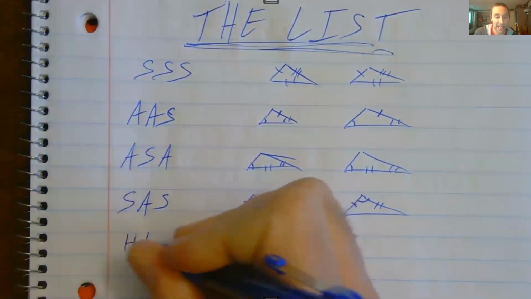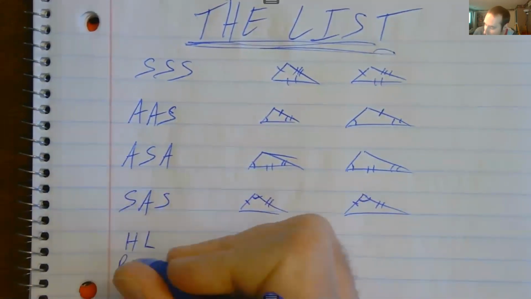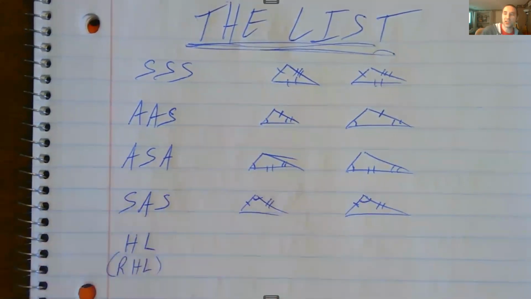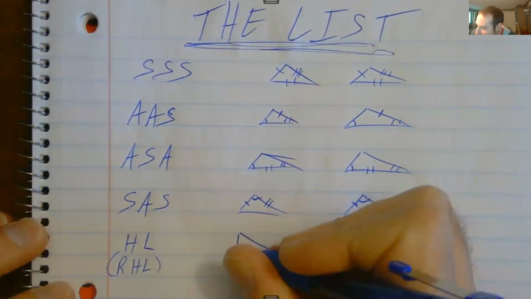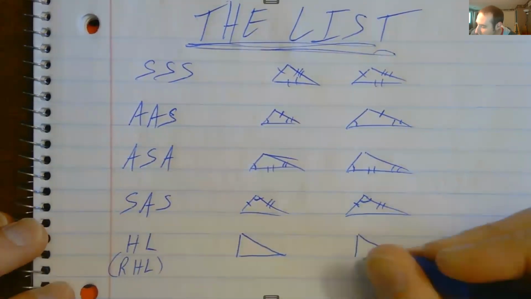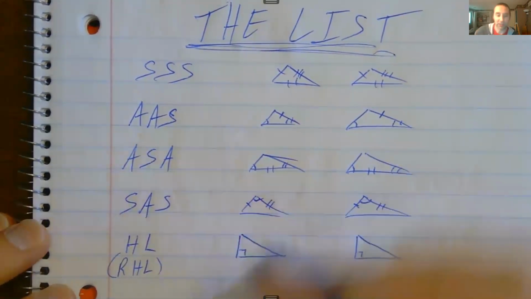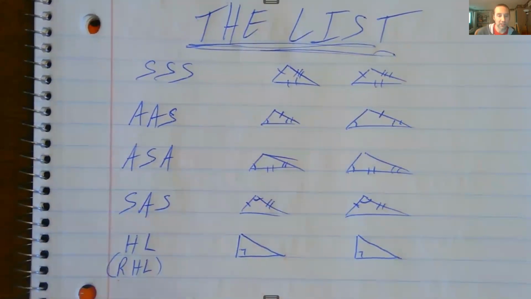Sometimes it's just referred to as HL, or you might have some teachers who like to refer to it as RHL. The R in there is just to remind yourself that even though HL only has 2 letters, there's actually 3 pieces of information you need in there. The H stood for hypotenuse, and the L stood for leg. And the only time we were ever allowed to talk about a hypotenuse is in the context of a right triangle. So there's this understanding that one of these angles is a right angle. We have a right triangle. That's kind of what the R in RHL stands for.